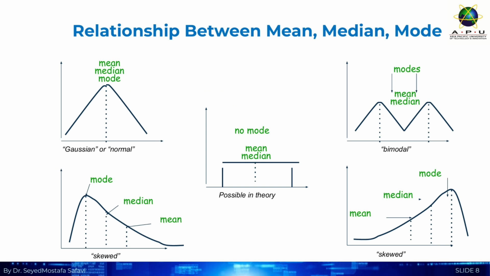The relationship between the mean, median, and mode tells us about the shape of our data. In a perfect bell-shaped Gaussian or normal distribution, the mean, median, and mode are all in the exact same spot. It's perfectly symmetrical. If your data is skewed, one of the measures is pulling the others with it. For example, in a right-skewed graph, the mean is pulled out towards the long tail. Bimodal simply means you have 2 distinct peaks, or 2 modes in your data. Understanding these shapes is vital for correctly interpreting your results.